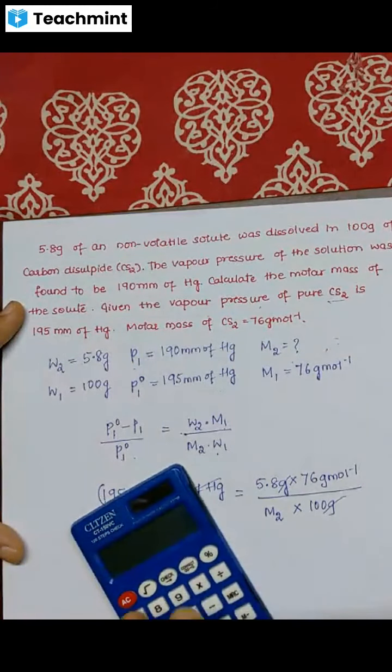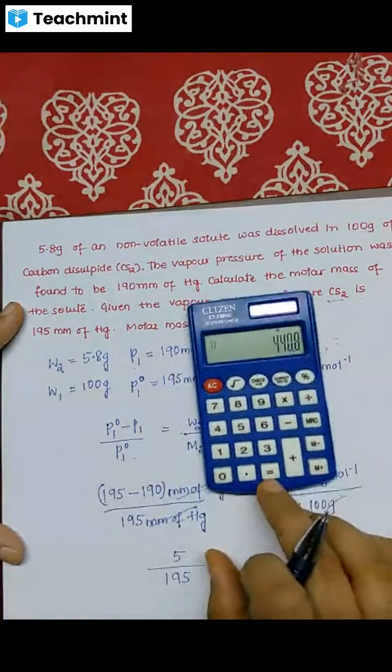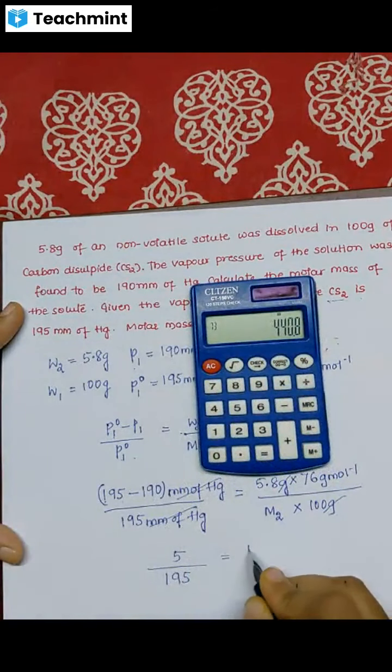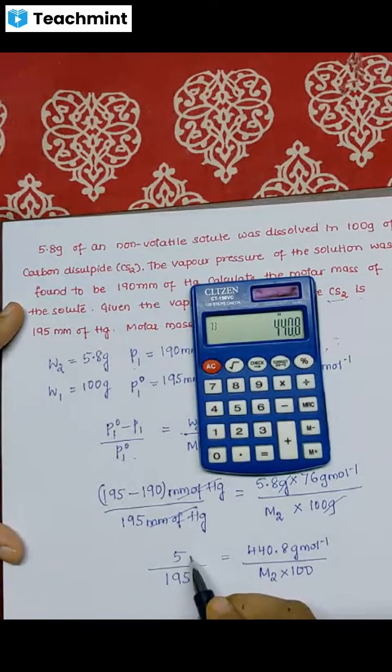5.8 into 76 equal to 440.8. So we get here how much? 440.8. We'll substitute the value 440.8 gram per mole divided by M2 into 100. This M2 we will take to the other side. So 5 comes in the place of M2 and this goes to the numerator.